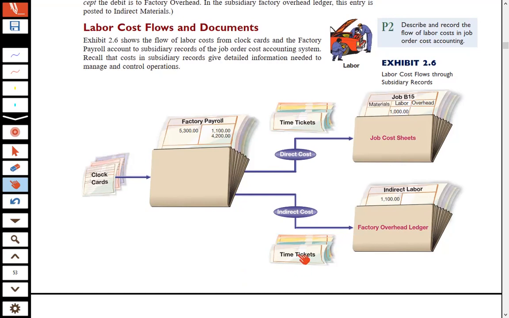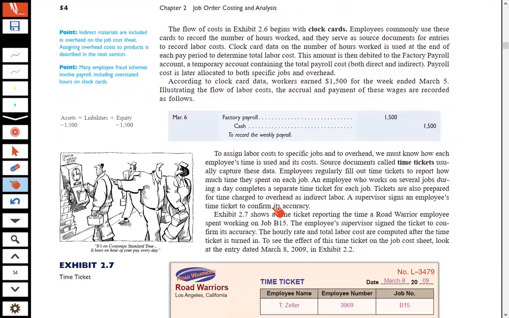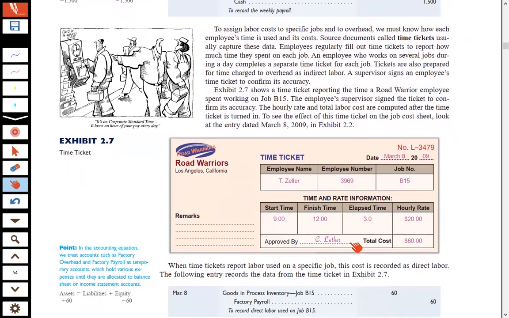Now we have to bifurcate whether that time ticket pertains to the direct labor or to the indirect labor. If it is direct labor, it goes into the job cost sheet, and if it is indirect labor, it goes into the factory overhead ledger. Now here the important thing is the time cost sheet. The format of the time cost sheet is just like this. It is the labor time cost sheet.